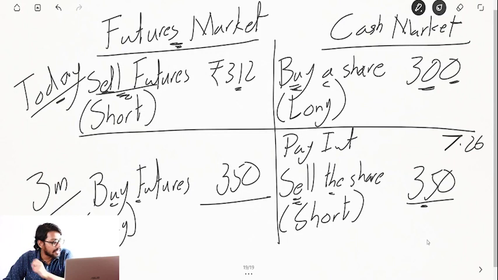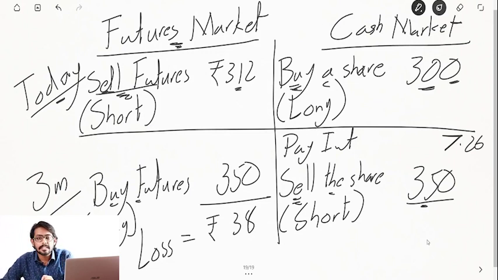Now let us see what happens over here. You sold the futures today. Now understand, guys, don't think of it as entering into a contract to sell. Think of futures and asset. You have sold it for 312. You can sell today and buy tomorrow. After 3 months, you are buying it for 350. Bought for 350, sold for 312, you are suffering a loss of rupees 38.